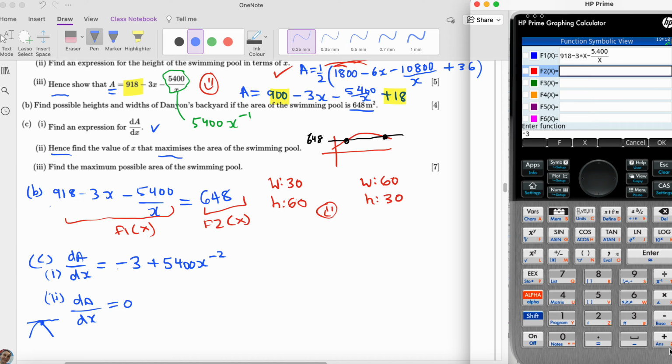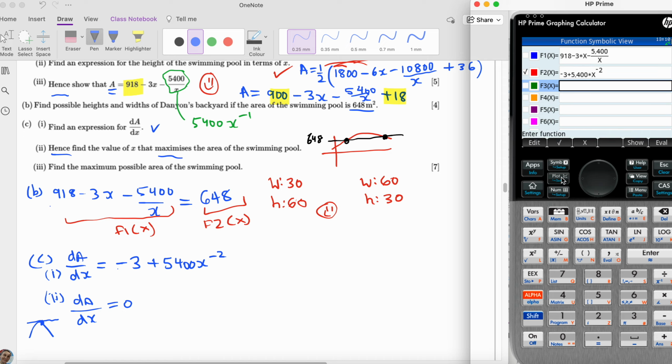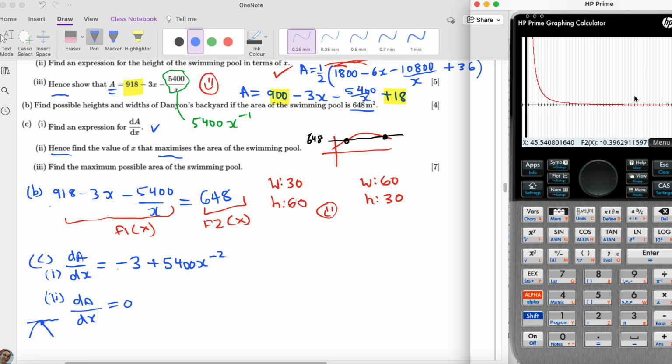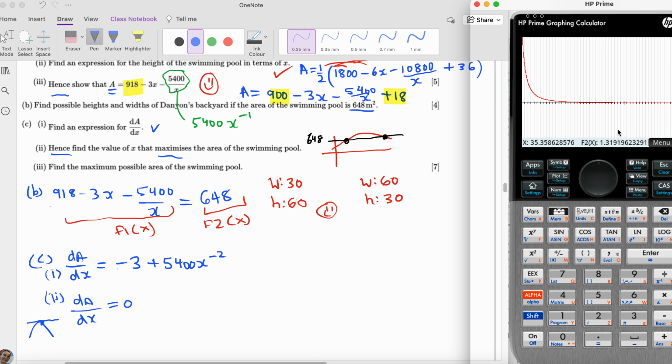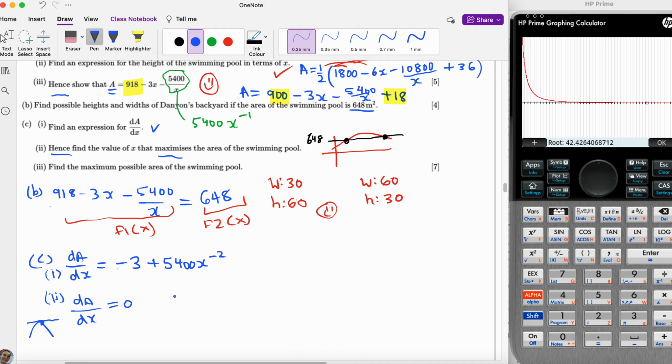Minus 3 plus. Okay, this is not looking great, but doesn't matter. We just need the root, yeah? So just find the root, and there it is. It's 42.4. Okay, and again, I would draw a sketch, so it's something like this. And then x is equal to 42.4. So that's the value of x.